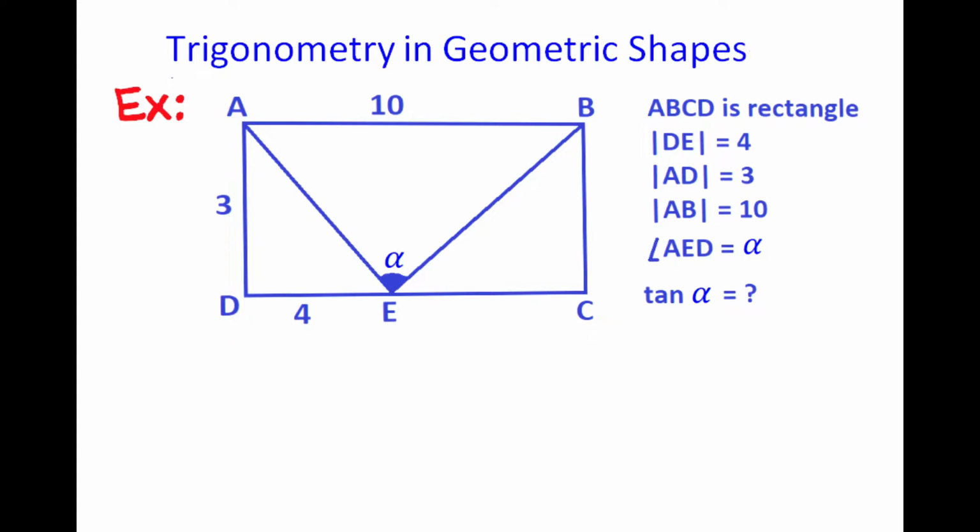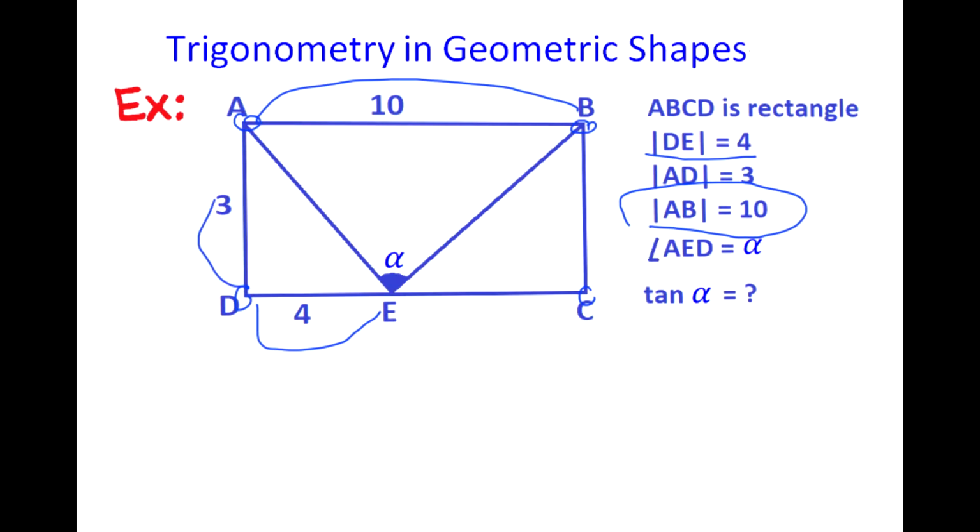As the first question, guys, we have this rectangle. The point A is here and the point B is here, C is here, and then the D is here. The length between A and B is given to us as 10, as it is written here also. And the length of DE is 4, which is this part, guys, and the length of AD is 3, which is actually the height. And in this case, what is the value of tangent alpha if angle AED is given as alpha?